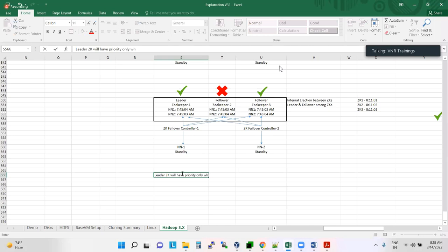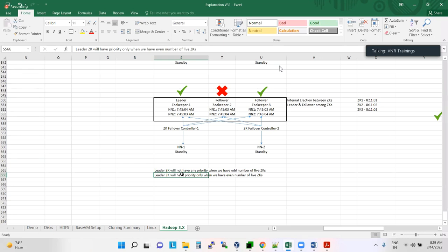Only when we have an even number of live zookeepers. Understood? Otherwise it will not have any priority, when we have an odd number of live zookeepers. Understood, sir? See, the leader vote will be given priority.